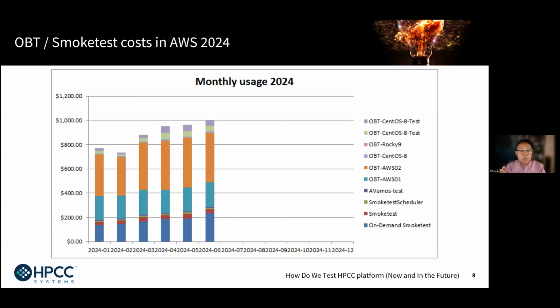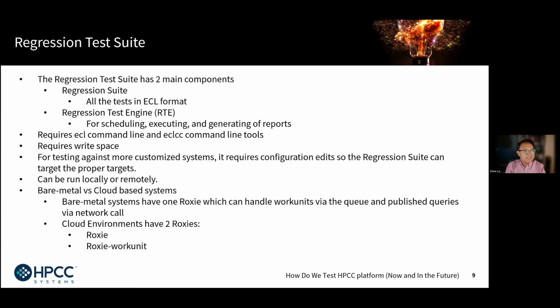And the total monthly costs range anywhere from about $700 to about $1,000. And this is caused by the increasing number of active branches that we have to support and test in both OBT and pull requests. So as I mentioned previously, CentOS 8 and CentOS 7 are going to get retired soon, and we're expecting the cost to go down accordingly.